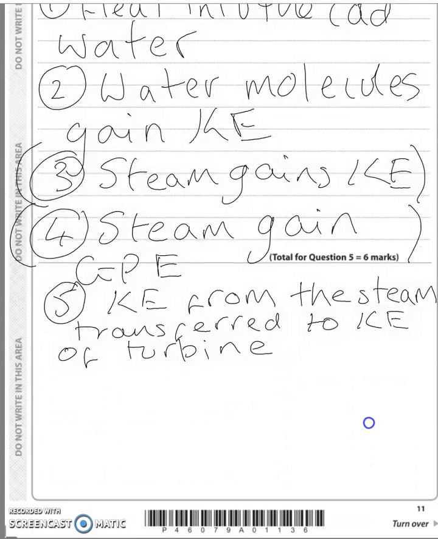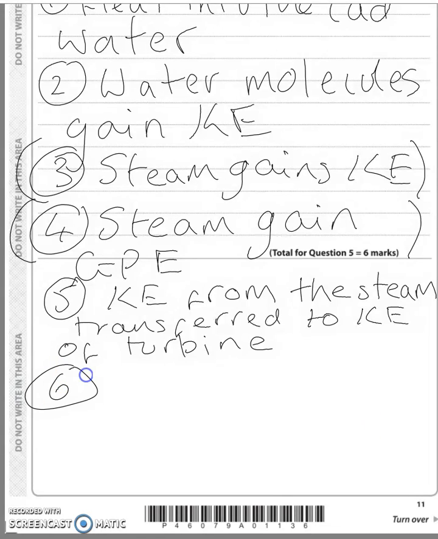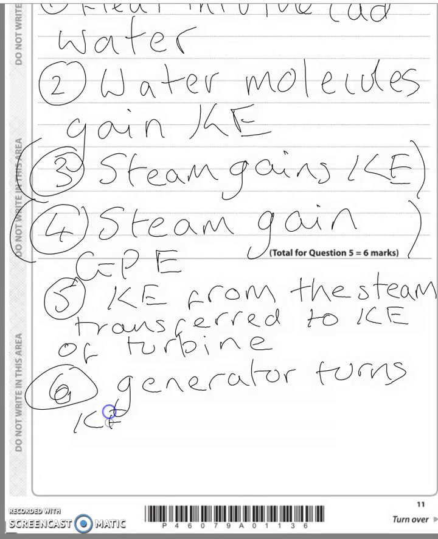Move out of the room a little bit, scroll down. So the sixth thing that you could get a mark for, and I think these are the more obvious marks that I would really be hoping you would get, is that the generator spins and it turns kinetic energy into electrical. That's obviously what it is designed to do.